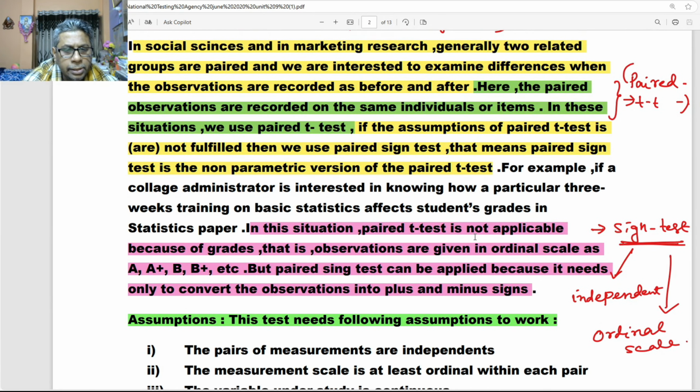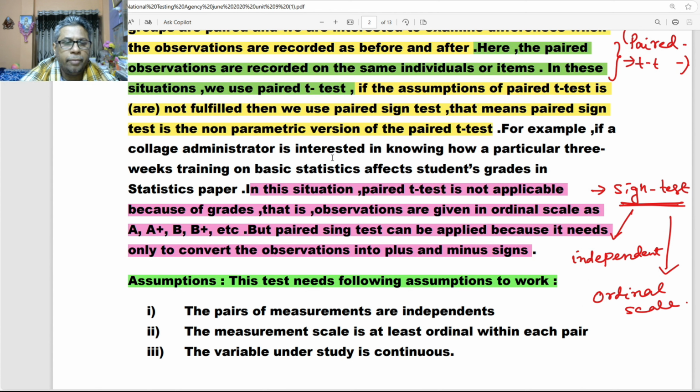When we use the sign test, for example, if a college administrator is interested in knowing how a particular 3-week training on basic statistics affects students' grades in the statistics paper, in this grading situation the paired t-test is not applicable, because the grade observations are given on an ordinal scale as A plus, B plus, etc. But the paired sign test can be applied because it needs only to convert the observations into plus or minus signs. So the sign test is the case of independent and ordinal scale.